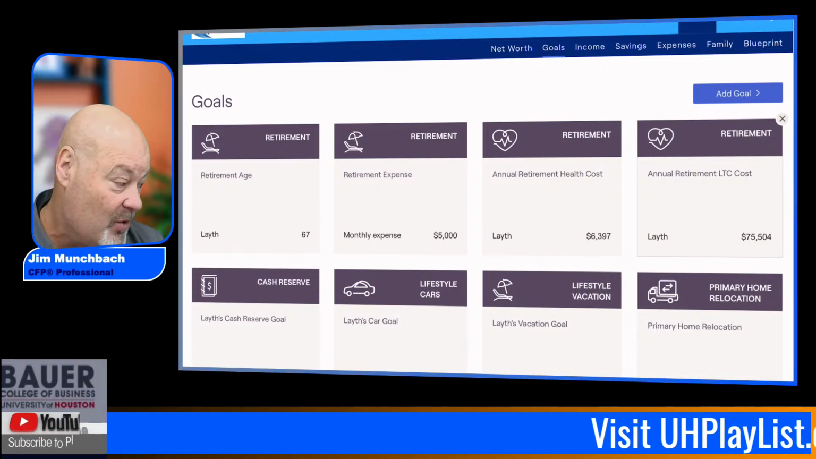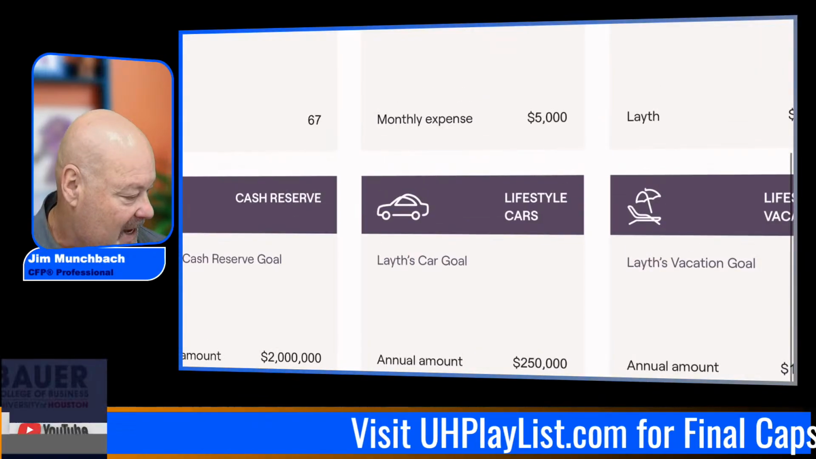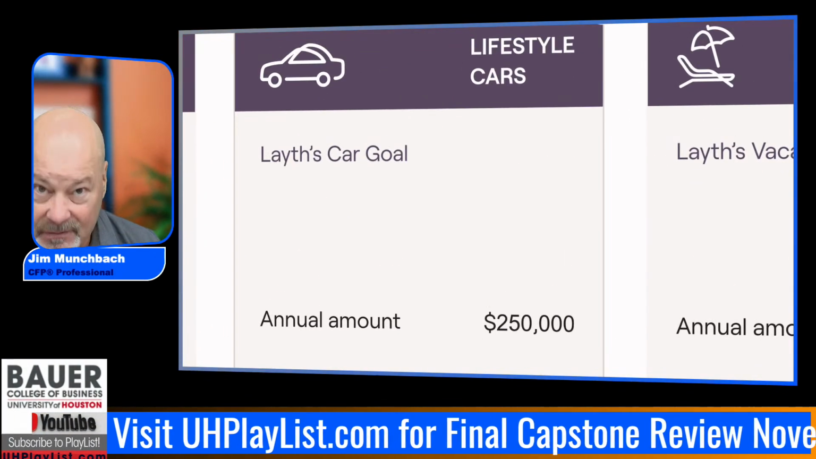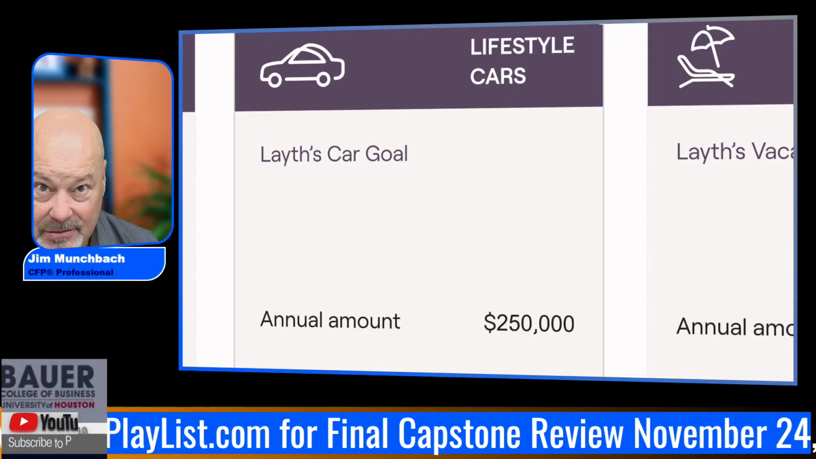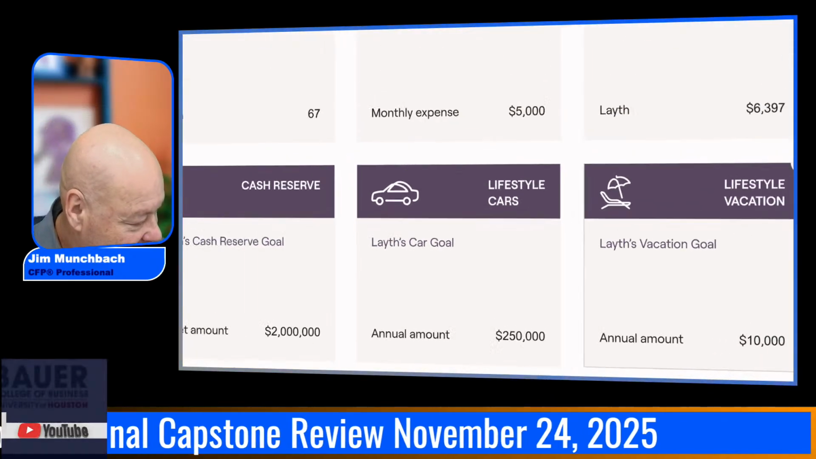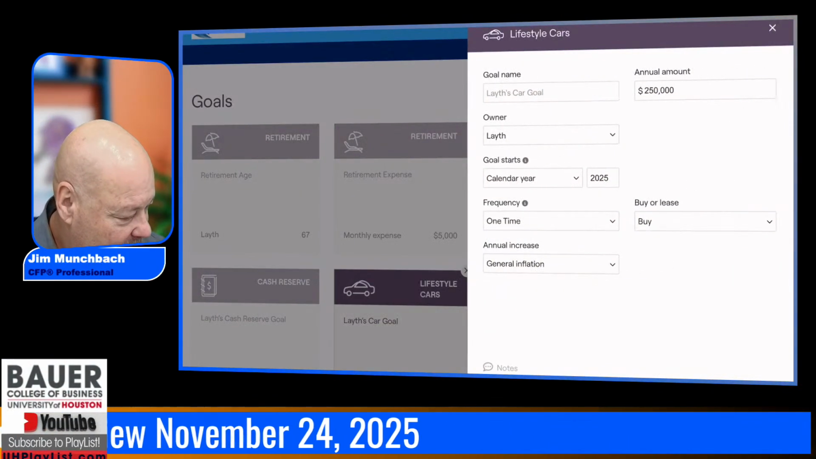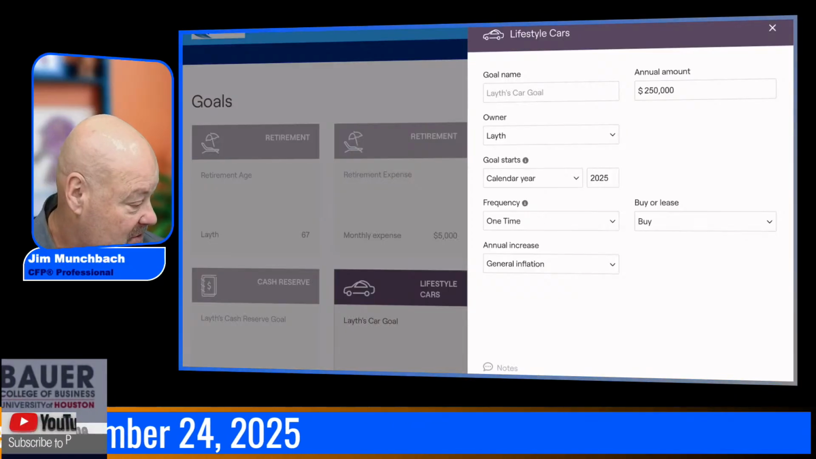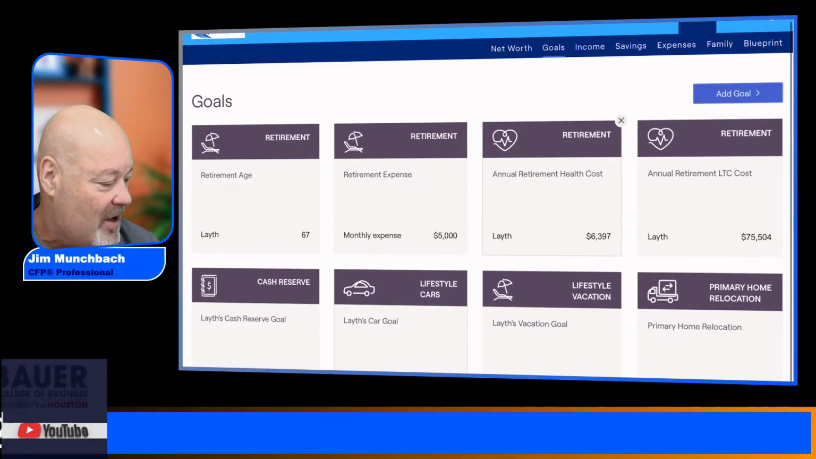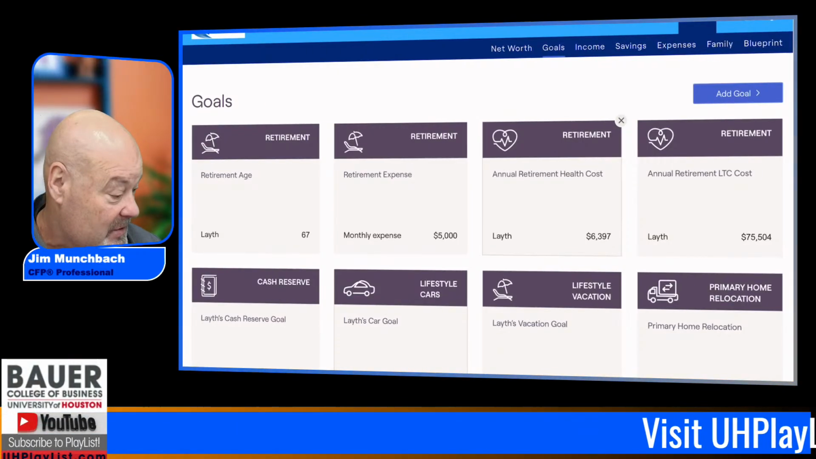And so, these goals that I'm looking at, for example, a car, an annual cost to buy a car of $250,000. Think about that. I'm not going to say a whole lot, just that if this were my plan, I would probably hit that little delete button and just get rid of that because A, that's a lot of money to spend on a car, and it's just totally screwing up your financial plan, obviously.